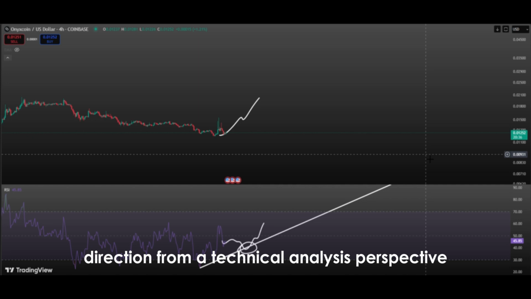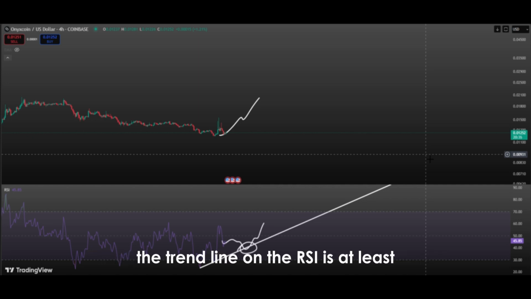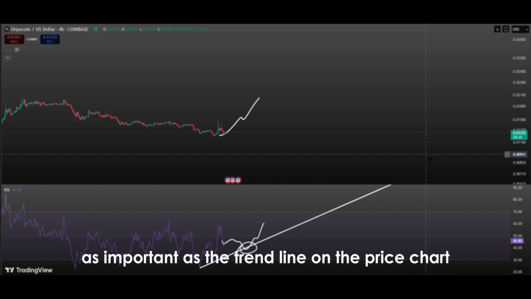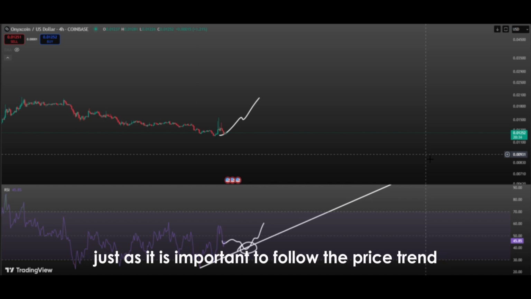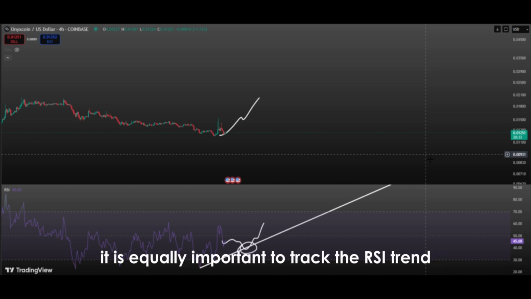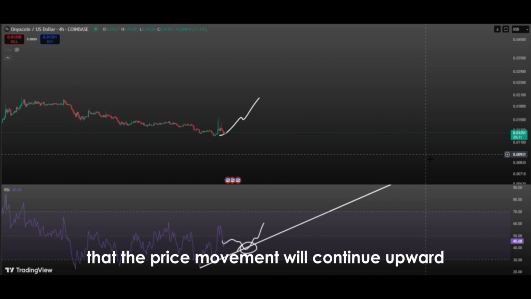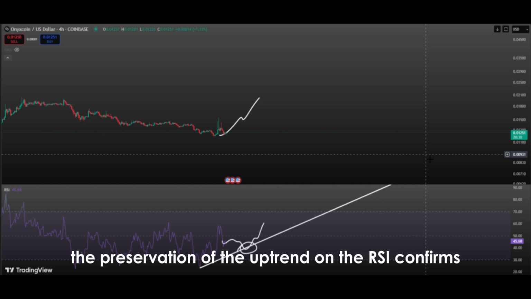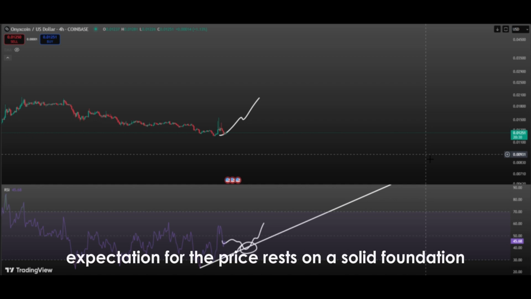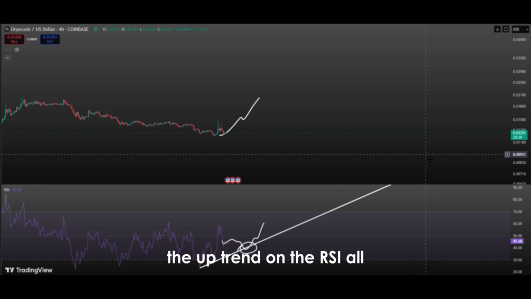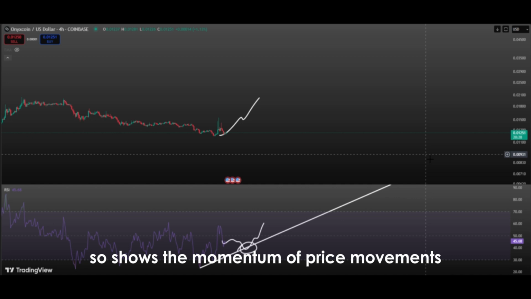From a technical analysis perspective, the trend line on the RSI is at least as important as the trend line on the price chart. Just as it is important to follow the price trend, it is equally important to track the RSI trend. This is because a trend break on the RSI may be observed before prices change direction. If the uptrend is preserved, this is a strong indication that the price movement will continue upward. Therefore, the preservation of the uptrend on the RSI confirms that the bullish expectation for the price rests on a solid foundation. The uptrend on the RSI also shows the momentum of price movements.